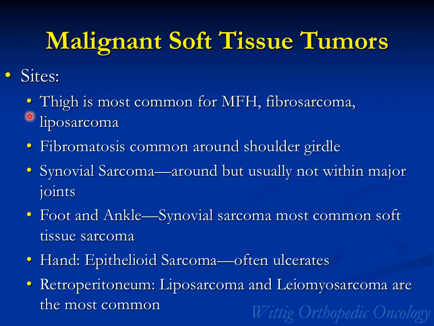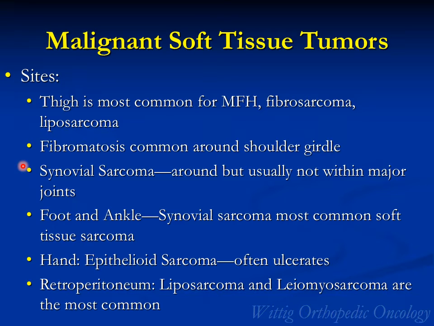Okay, so where are the most common sites for sarcomas? The thigh is the most common site for malignant fibrous histiocytoma, fibrosarcoma, and liposarcoma. And when you think about it, it's the area of your body that has the most amount of soft tissue. Fibromatosis is common around the shoulder girdle.